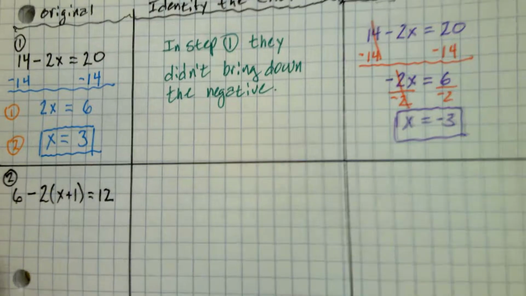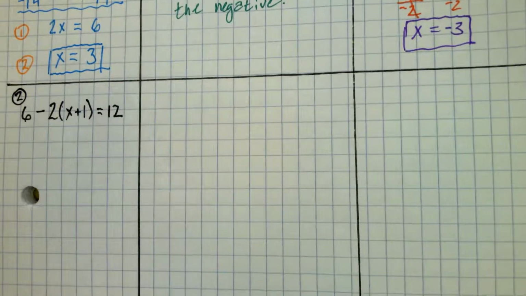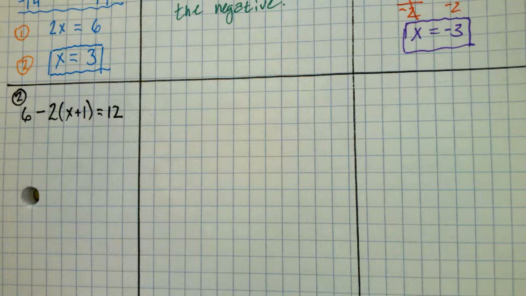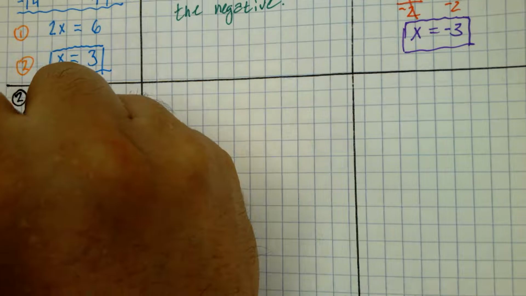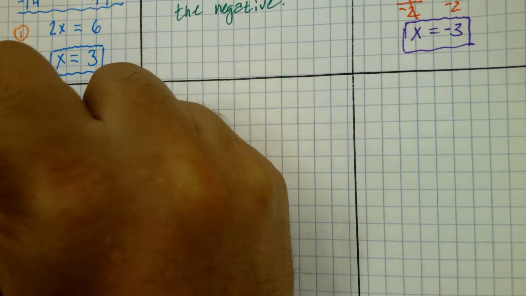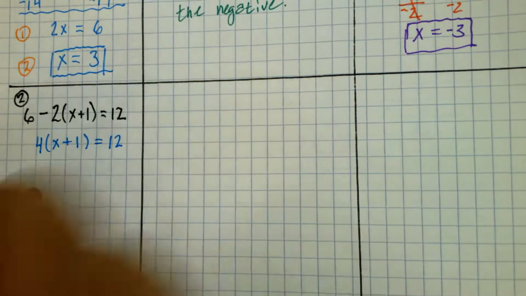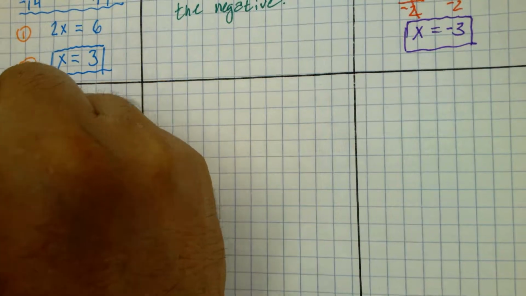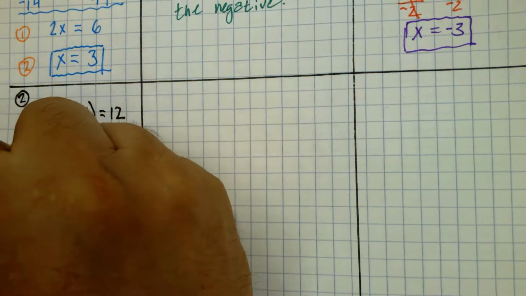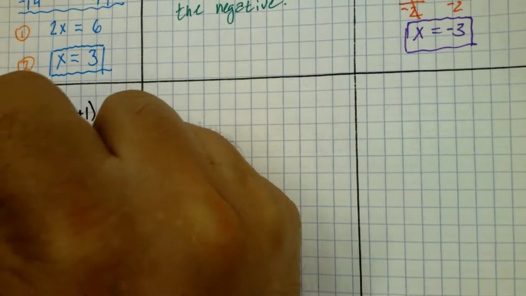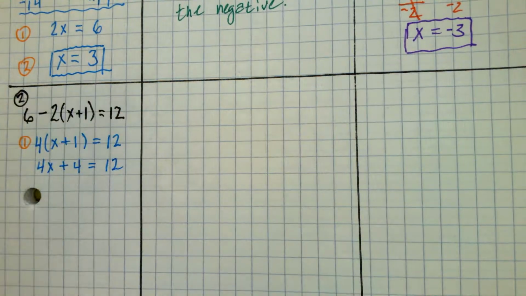Okay, let me bring this up. Okay, so here's the equation we're going to solve, or this is how they solved it. Okay, so the first step they got was this. They got a 4 parentheses x plus 1 close parentheses equals 12. So that was step 1. The next step was the following. 4x plus 4 equals 12. Okay, that was step 2.